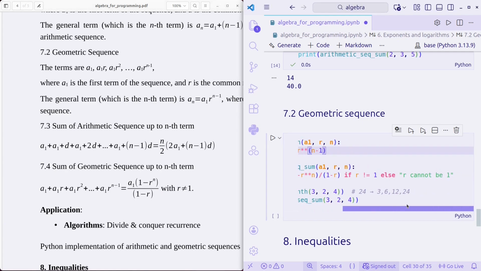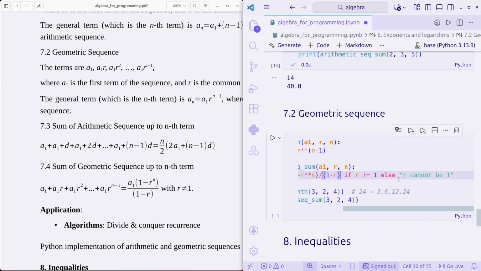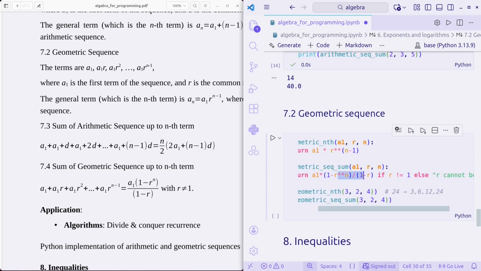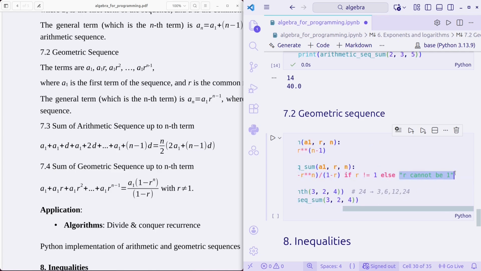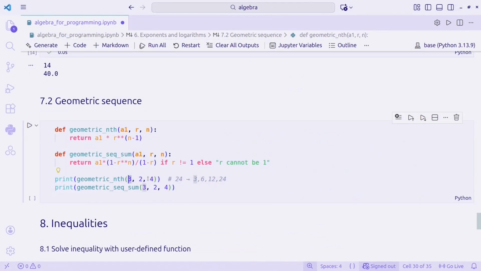Okay. Of course, we have to check whether r is equal to 1 or not. If r is not equal to 1, we can really find out the sum. But if it is equal to 1 exactly, instead of having a runtime error because the denominator is now 0, I can just print out a statement showing that r cannot be 1 to avoid the situation of the runtime error. Okay, so I have the first term as 3, the common ratio as 2, and I have 4 terms. So I will have this geometric sequence 3, 6, 12, and 24. So the 24 here is the 4th term. And the sum of all these terms is just equal to 45.